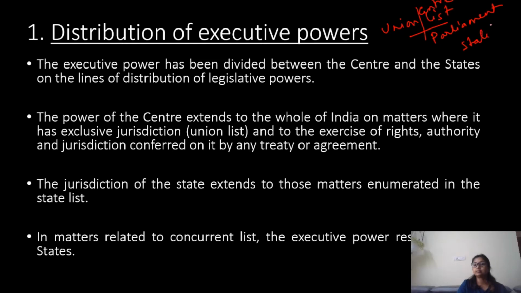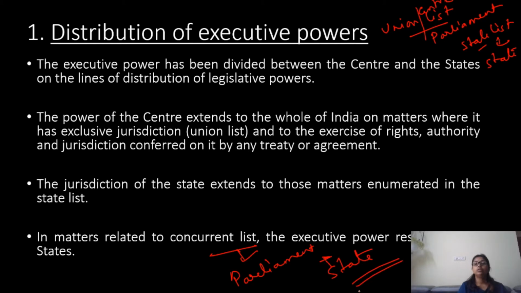The state list is usually taken care of by the state or state legislature. Thirdly, the concurrent list is taken care of by the center and state both. So parliament and state take decisions together in the concurrent list. It is very important to have a separation in everybody's work.